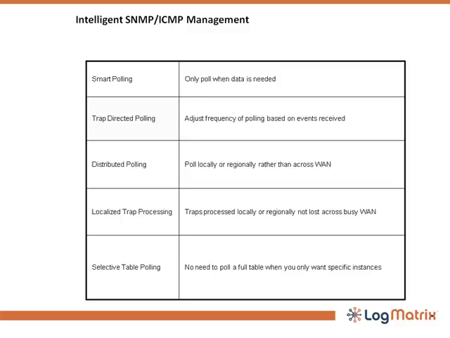Localized trap processing. The traps that are processed locally or regionally don't get lost across a wide area network. For those of you familiar with SNMP and traps, traps are an unguaranteed delivery. They're broadcast out to either a list or to a network ID and forgotten about. They're not guaranteed to be delivered, so if they get dropped, you could have lost an important piece of information.